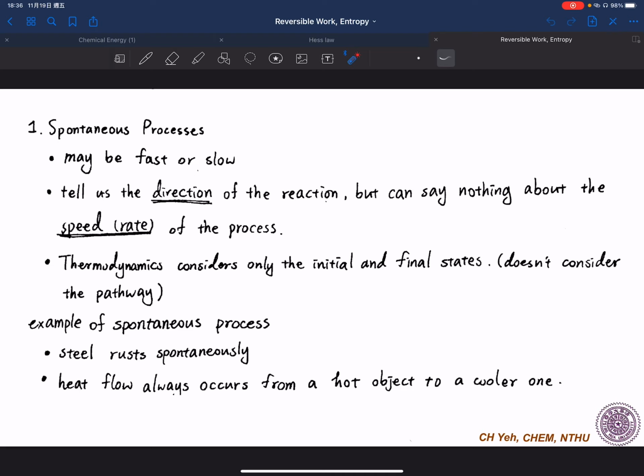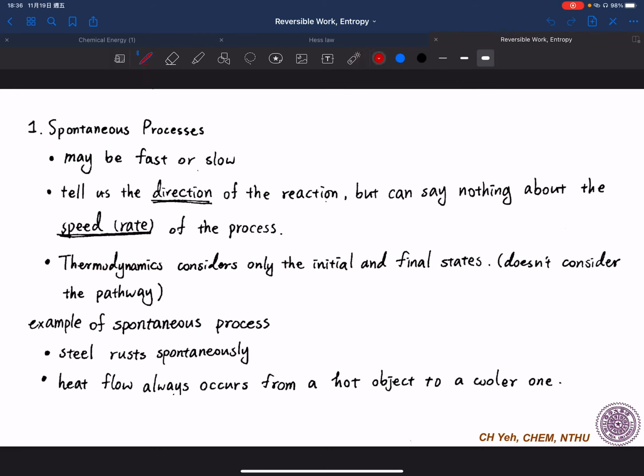So there is a difference in speed, but both reactions are spontaneous. They tell us the direction of a reaction, but we can say nothing about the speed of the process, because this is thermodynamics. All we are concerned with is the initial state and the final state. If we want to be concerned about speed, that comes to kinetics, which will be the content of later chapters. Thermodynamics considers only the initial and final state, not the pathway.